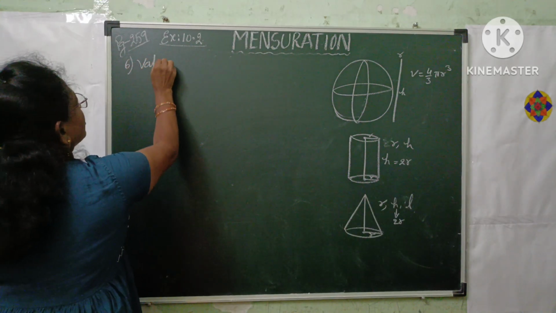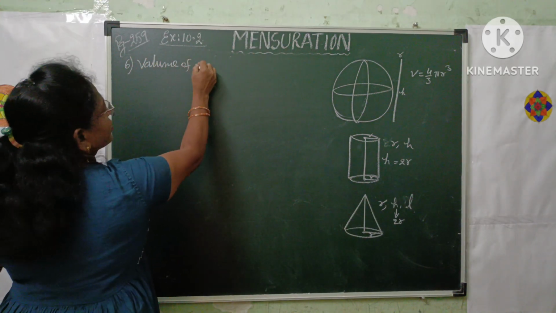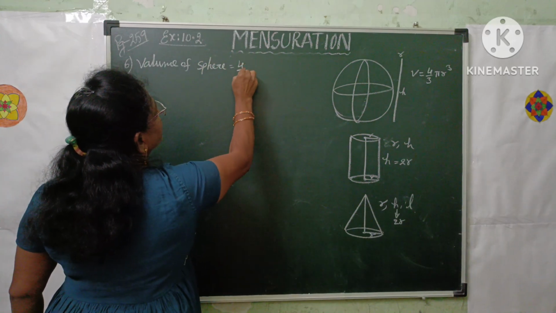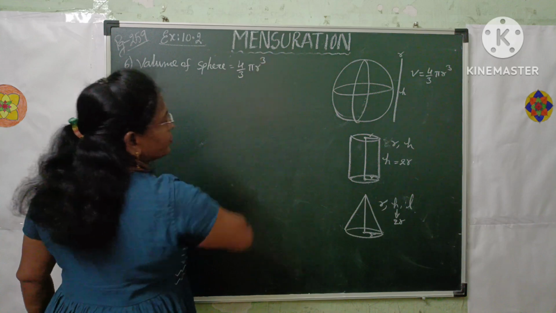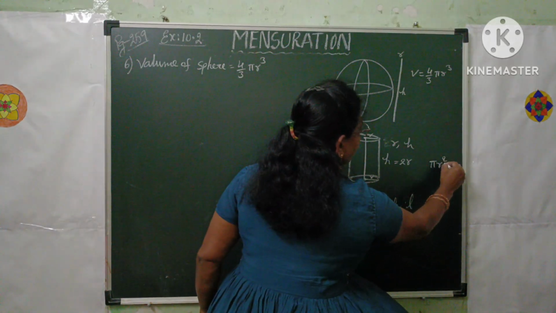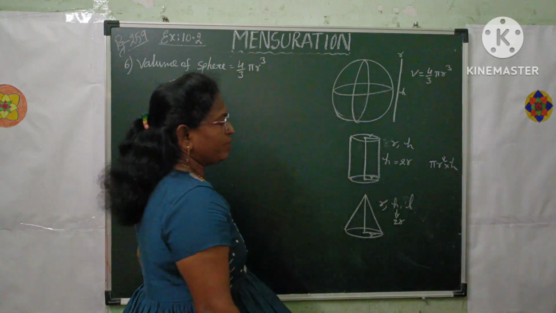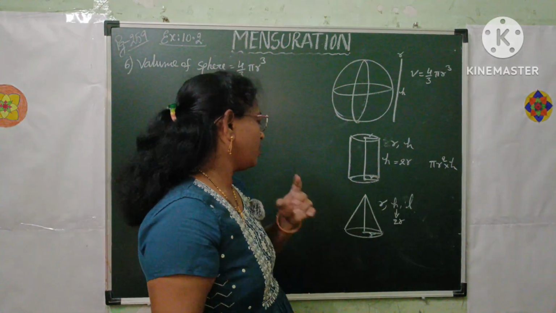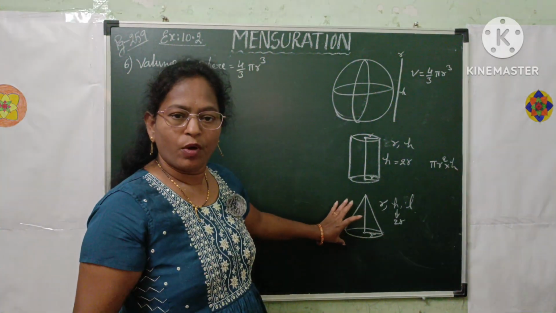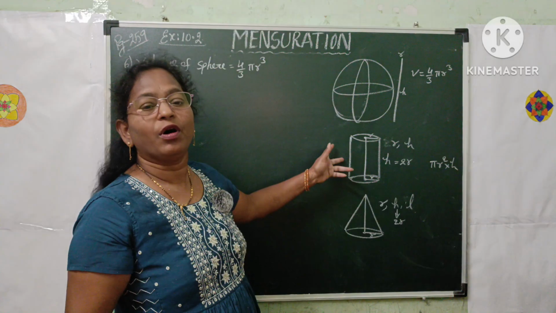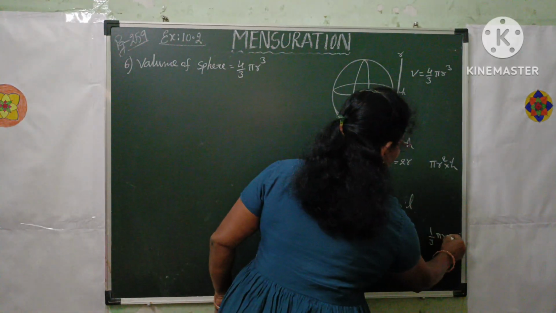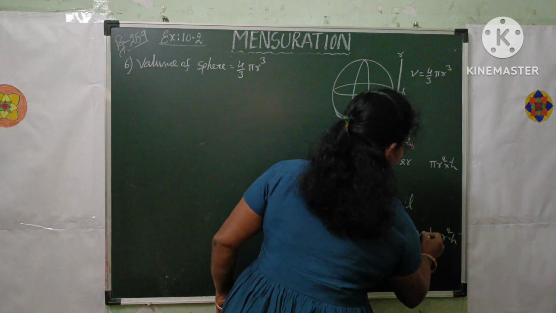First one, volume of sphere equals 4 by 3 pi r cube. Next, volume of cylinder is pi r square h. Why? Because volume means base area into height. Here also. Here the cone: the volume of the cone is 1/3 of the volume of the cylinder, that means 1 by 3 pi r square h. These are the volumes.